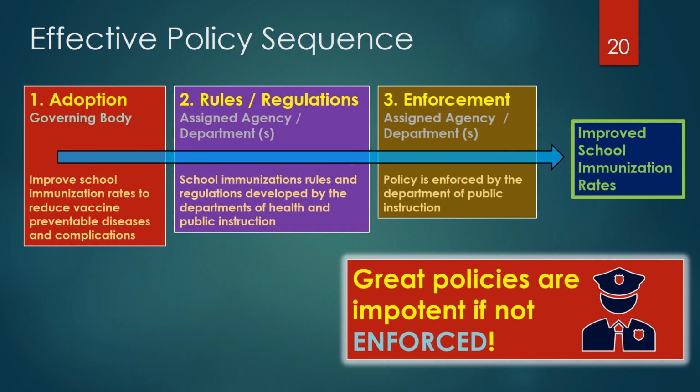Ultimately, effective health policies result in improvements in the health of the public. In this example, improved school immunization rates should result in reductions in vaccine-preventable diseases and complications in school-aged children. Enforcement of policies is essential. Great policies are impotent if not enforced.